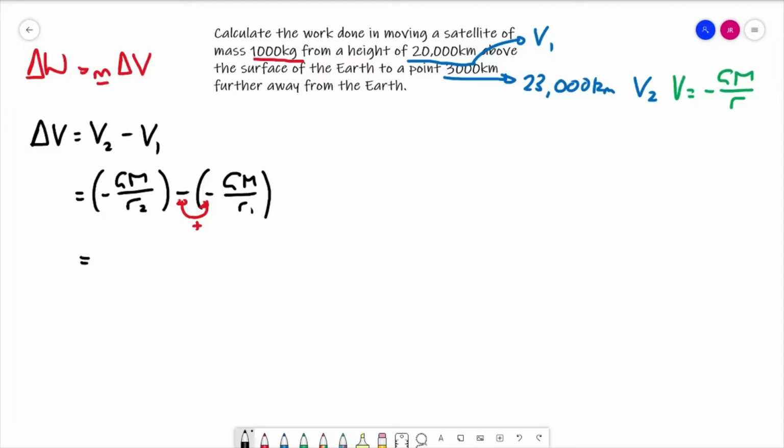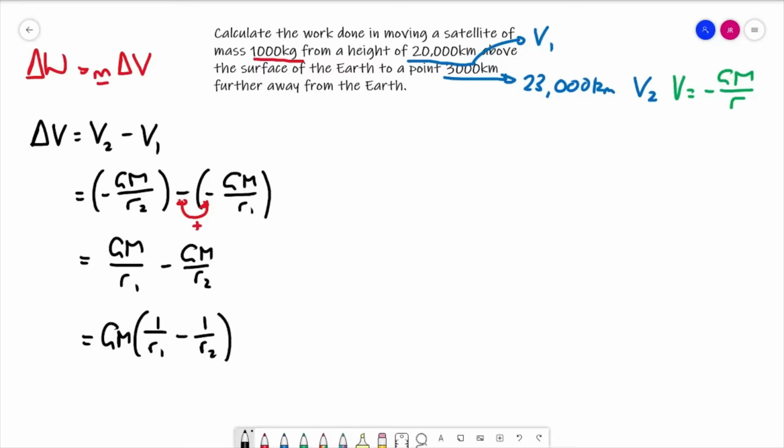So, a little bit of rearrangement and just changing the order, we end up with positive GM over R1 minus GM over R2. Now, of course, in there we've got common terms, GM, in both of those terms, so we can bring those out and just say GM(1/R1 minus 1/R2). And suddenly we've tidied the whole thing up, and it's going to be a little bit easier to plug these in a moment's time.